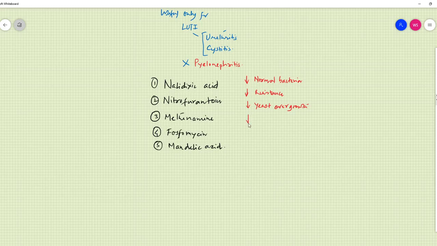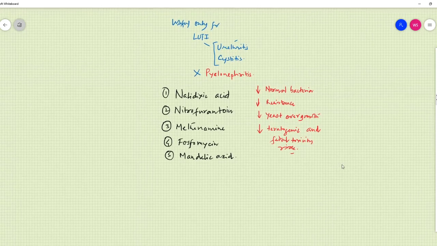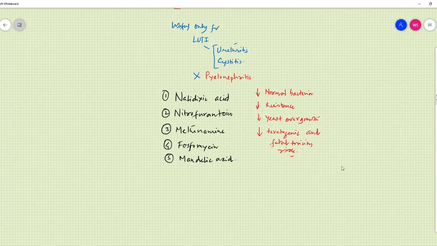And then they have got another advantage. They decrease the teratogenic and fetal toxicity. So in pregnant women, it has got some advantage. Okay, so let's look at some of these drugs in detail.